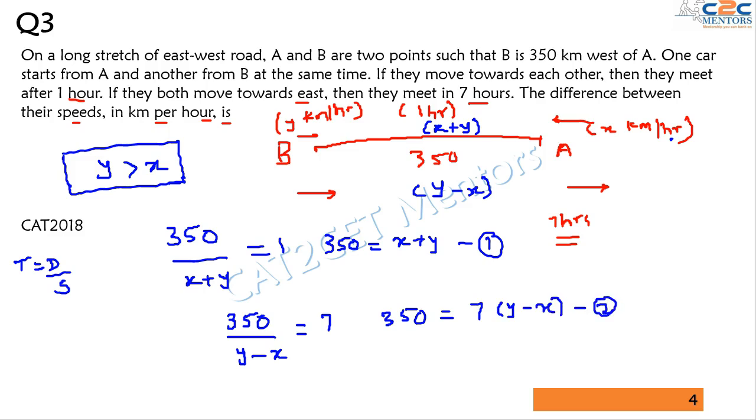If I solve both of these equations simultaneously, I will be getting y minus x is equal to 350 by 7, that is equal to 50 kilometers per hour. Now one thing to note over here is that we have to find only the difference between the speeds. So as I told you that you need to read the questions carefully, there was no need to solve for x and y separately. We just have to find y minus x in this scenario. Okay, so the answer in this scenario is 50 kilometers per hour. I hope you got the concept that y, the speed of the car starting from B, is greater than the speed of the car that is starting from A.